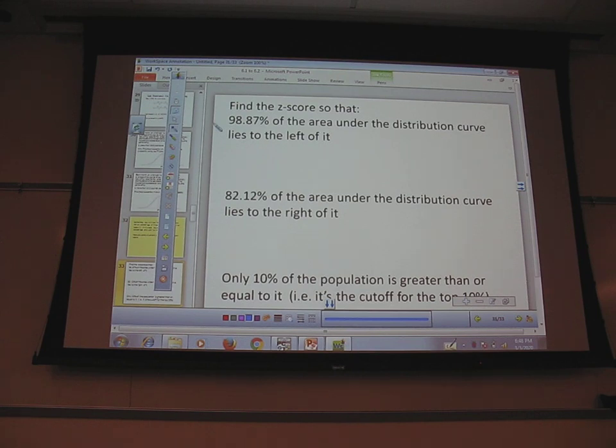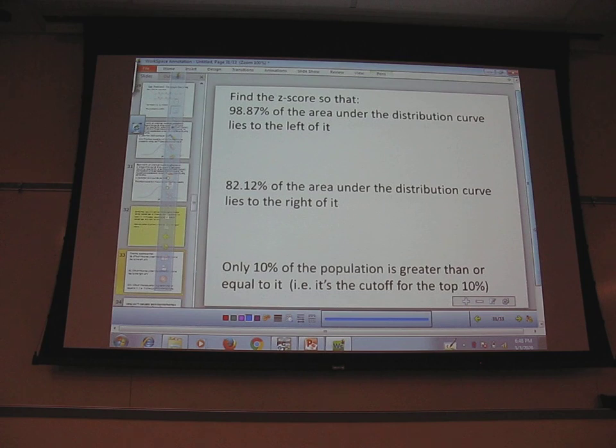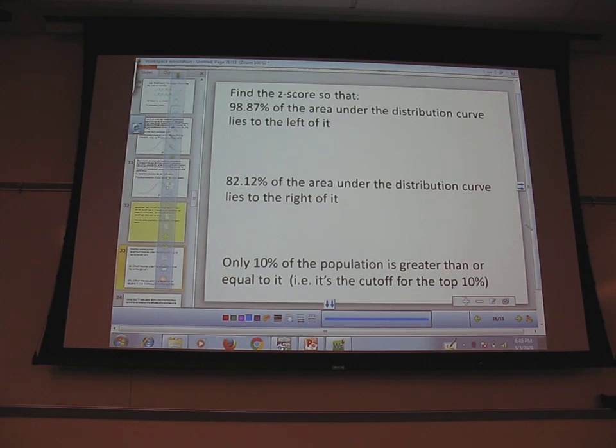Eva, go ahead. Find the z-score so that 98.87% of the area under the distribution curve lies to the left of it. 82.12% area under the distribution curve lies to the right of it. Only 10% of the population is greater than or equal to it.